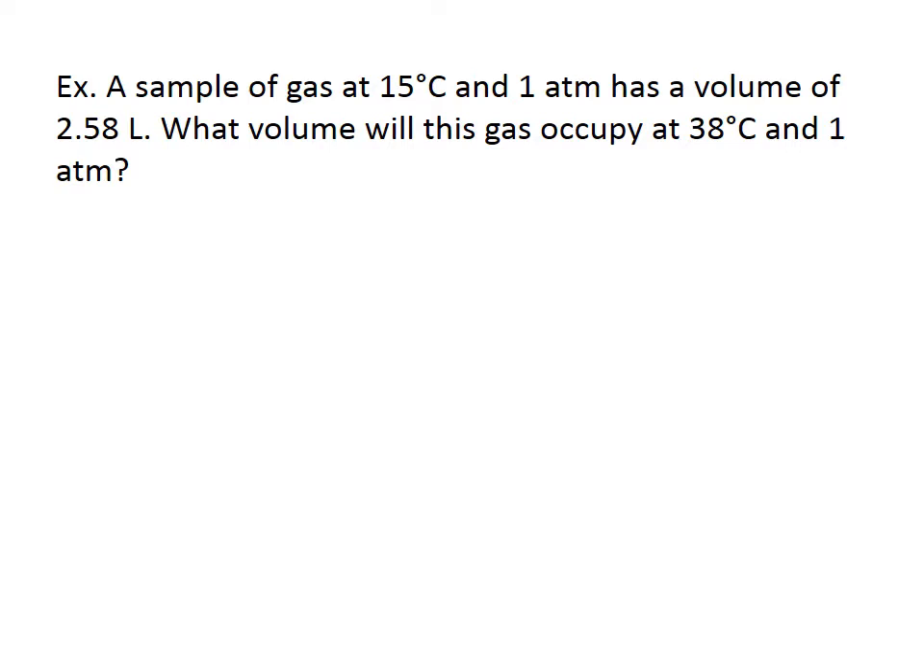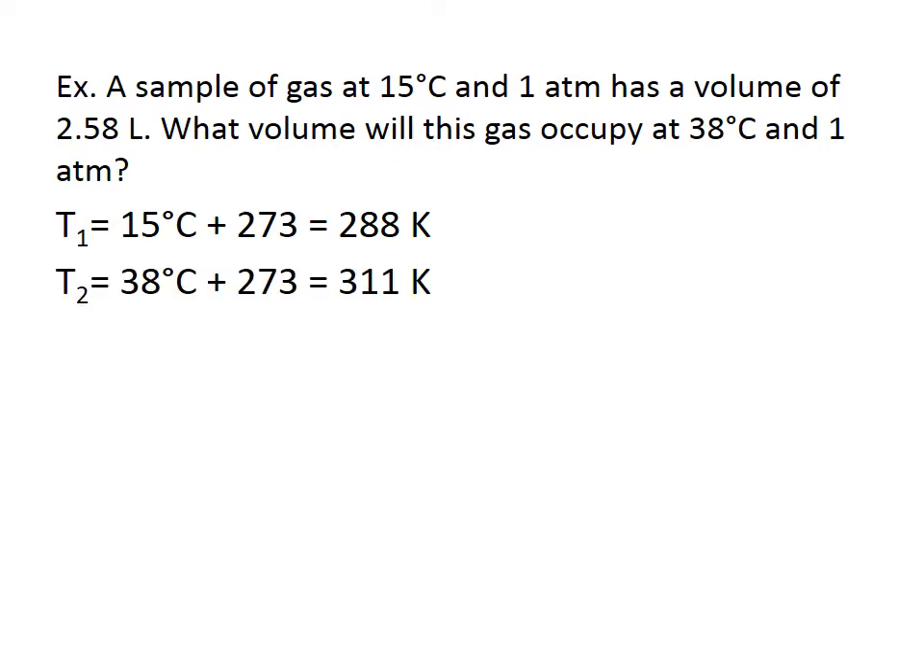All right, let's look at an example of this problem. A sample of gas at 15 degrees Celsius and 1 atmosphere has a volume of 2.58 liters. What volume will this gas occupy at 38 degrees Celsius and 1 atmosphere? So we start with what we're given. We're given the initial temperature, which is 15 degrees Celsius. And remember, temperature for your gas laws must always be in Kelvin, so we have to convert it to Kelvin by adding 273. So we get 288 Kelvin.